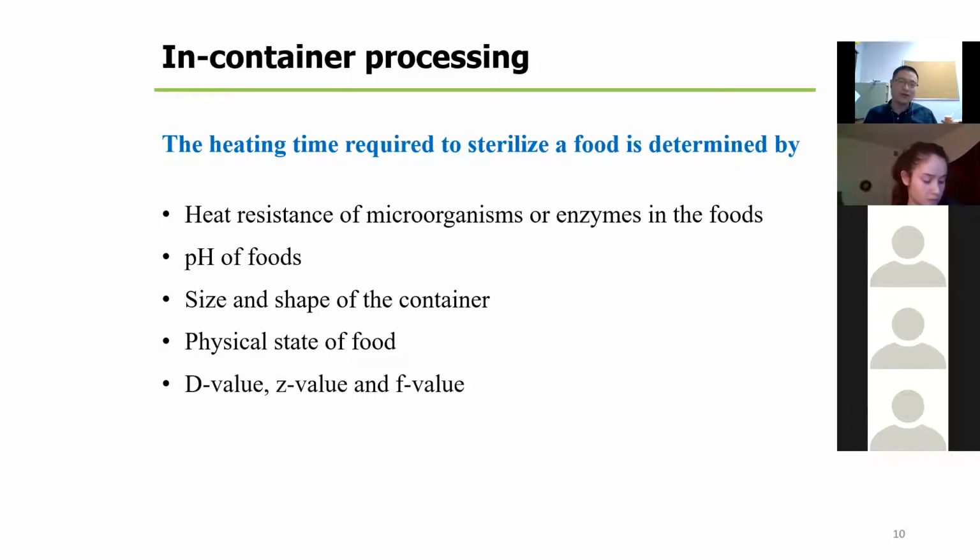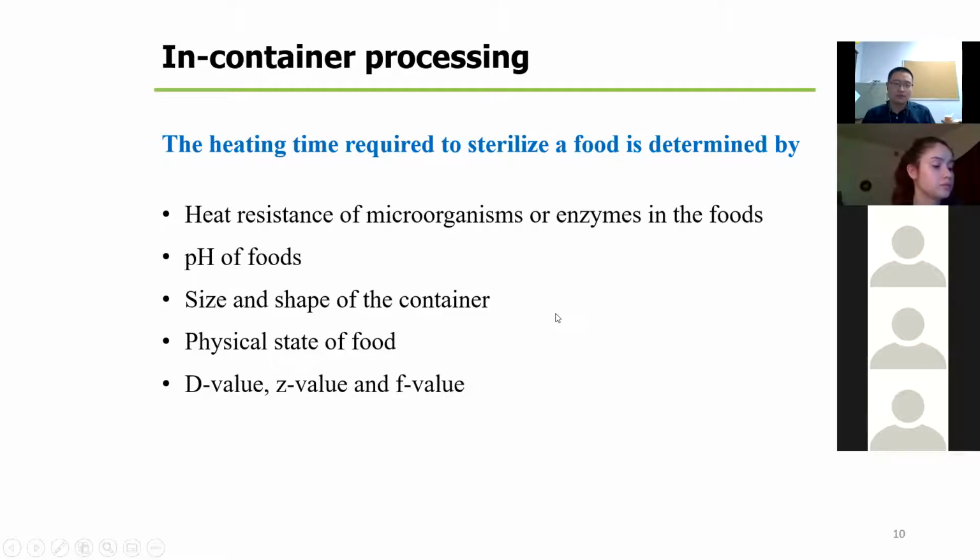Acidic foods require less treatment time, and the shape of the container matters because a larger size will require longer time for the heat to penetrate. So in that case, we need longer time. And the physical state, which is usually referred to as the viscosity. More viscous foods will require more agitation during the processing.